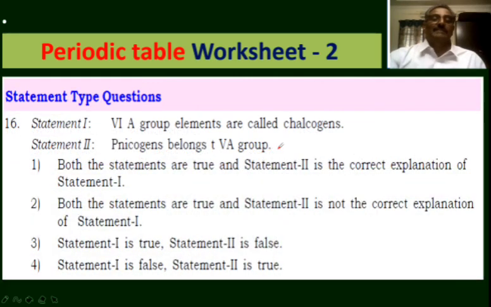16th question is a statement type question. The first statement is 6A group elements are called chalcogens. This is true. Chalcogens are the ore forming elements. Pnicogens belong to the fifth A group. This is also true, but this is not the correct explanation of the first statement. So here the correct option is the second option. Both the statements are true and statement 2 is not the correct explanation of statement 1.